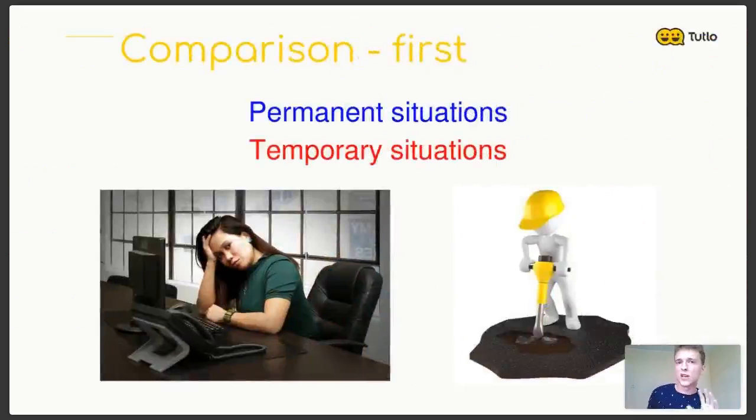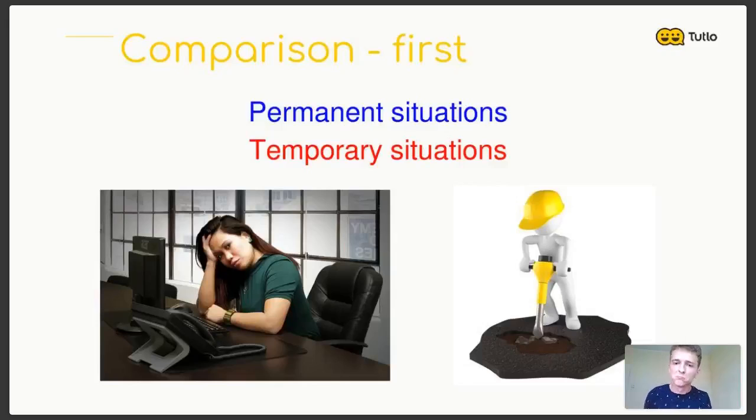Okay, so let's move to something more practical. When we talk about it, you can see two situations here. The first is a woman in her office. She's making this kind of pose, like thinking about something. Maybe she's tired of her work. Who knows? What is the reason? So she works in an office. It's a permanent situation. This is her work. She works there every day, every single day. It's a permanent situation.